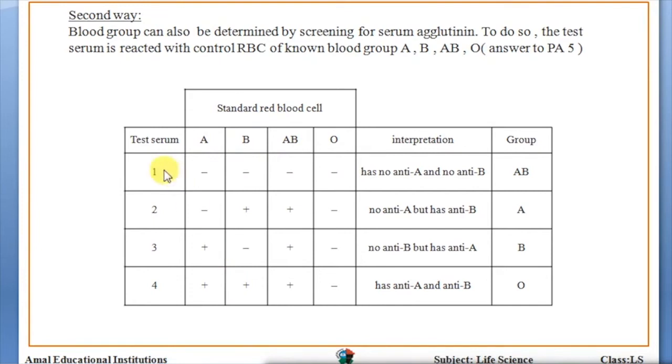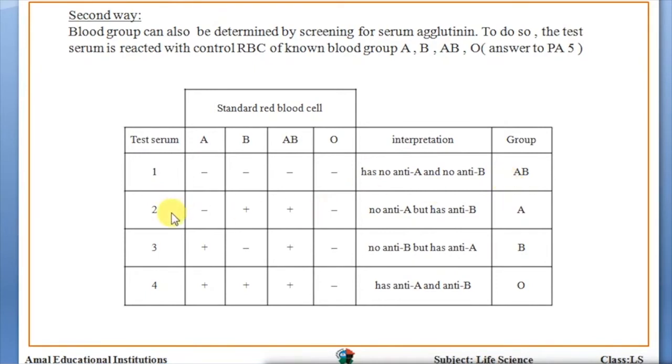If the serum shows no agglutination at all, here, it means that the serum has no antibody, neither anti-A nor anti-B. Therefore, which serum has no antibody? It is the serum belonging to group AB, as you would observe here.